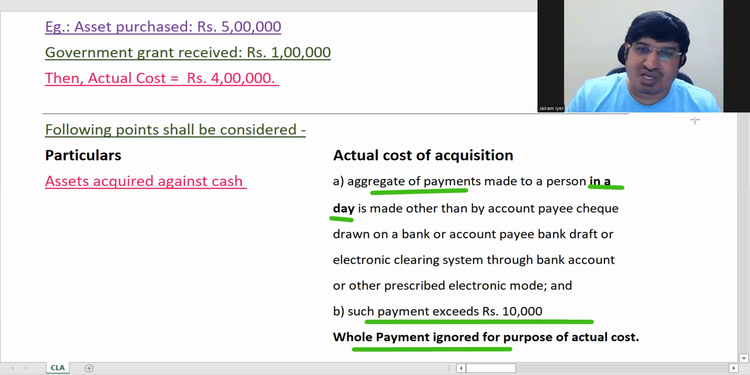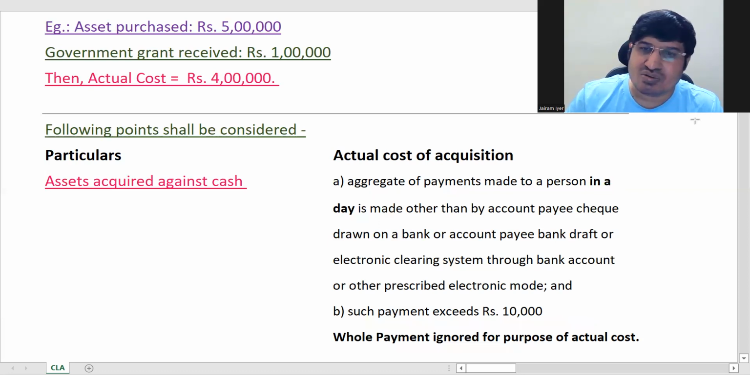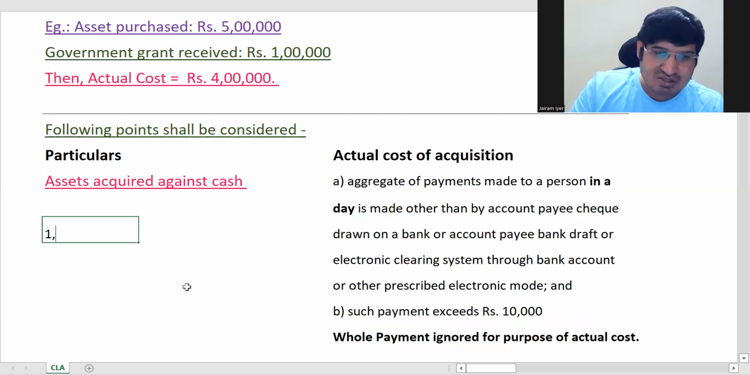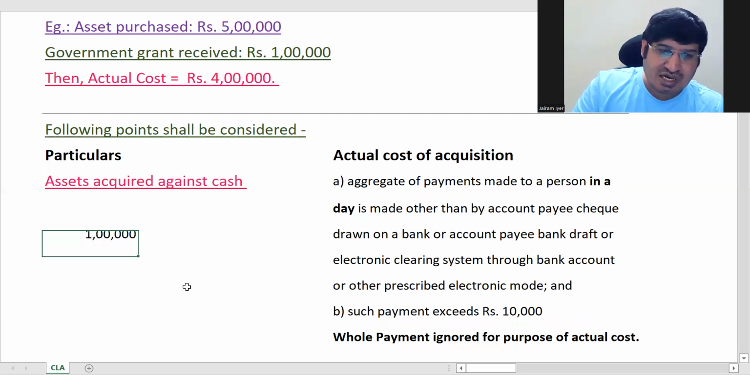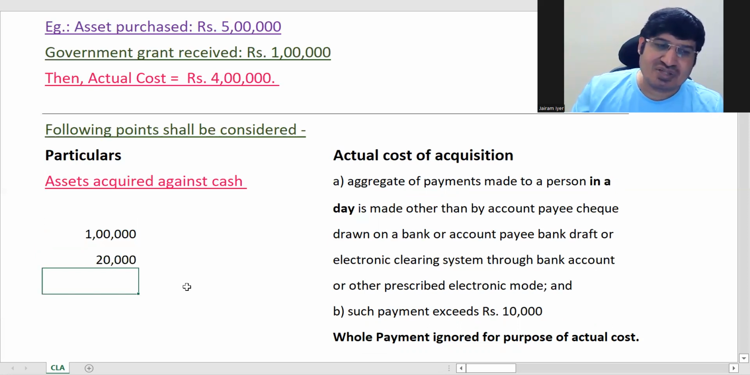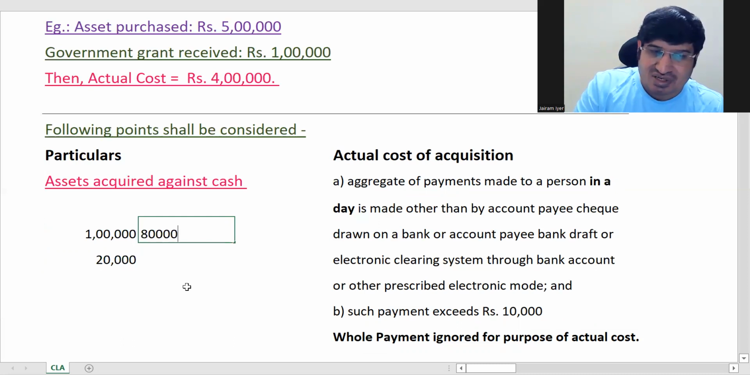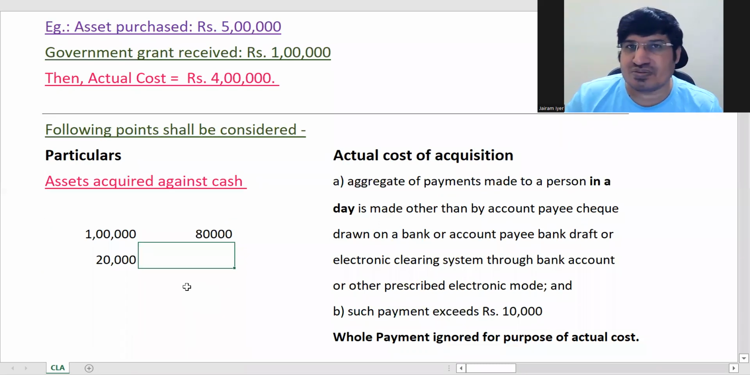And what's your loss if it is excluded? Your depreciation will fall, right? Say the asset value is 1 lakh, out of which you have made a payment of 20,000 in one day by cash. Then they will not allow you to debit this as the cost of your asset. So now your cost of asset will only be 80,000. That is the loss.